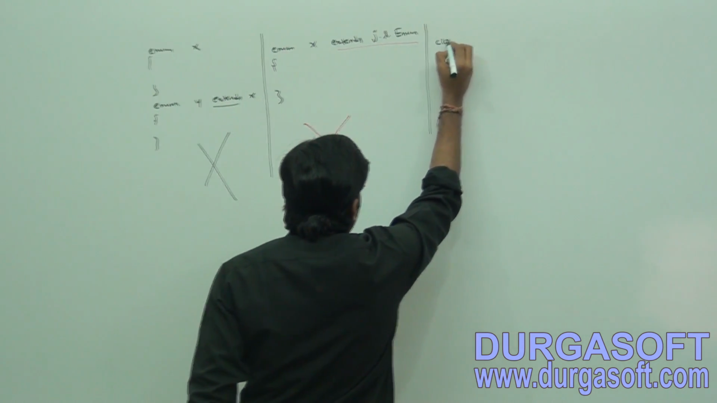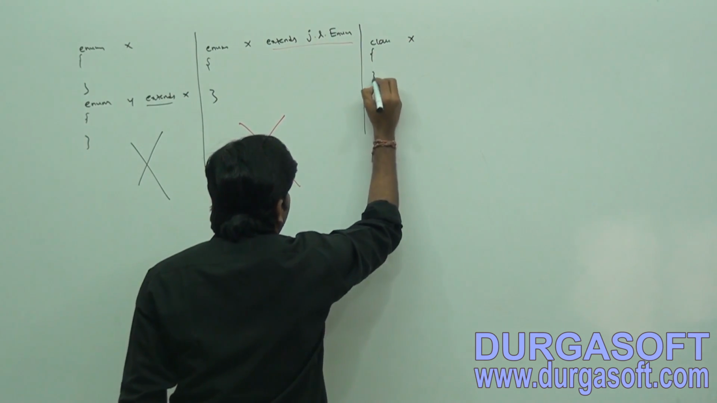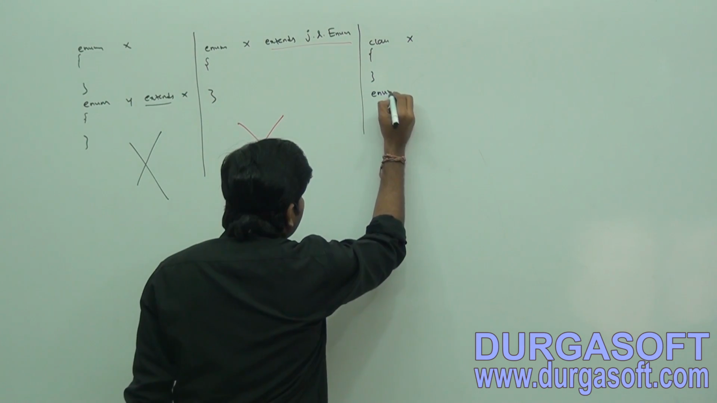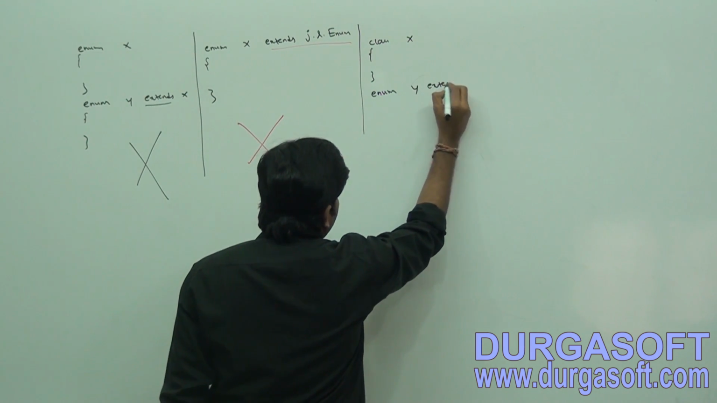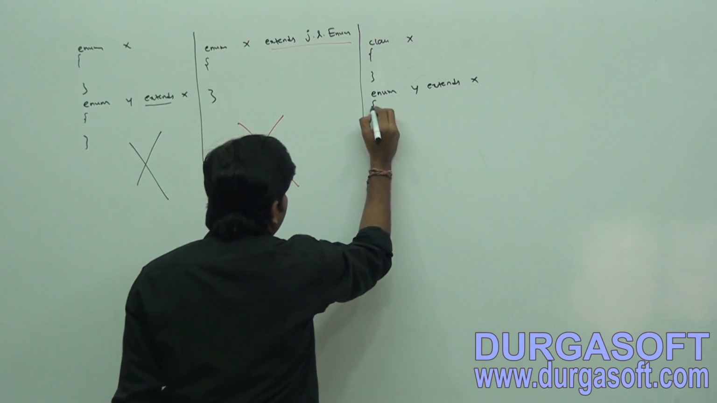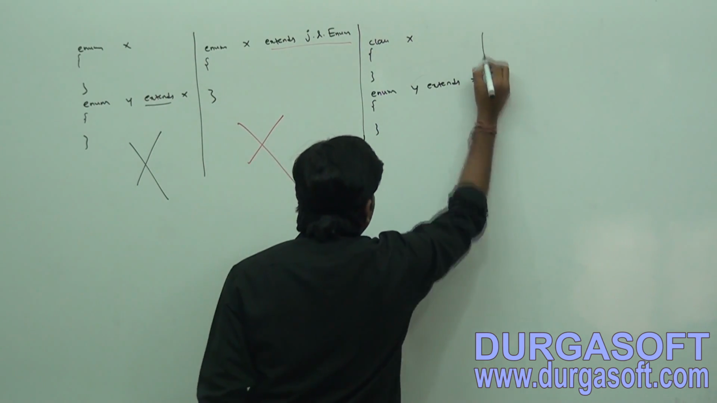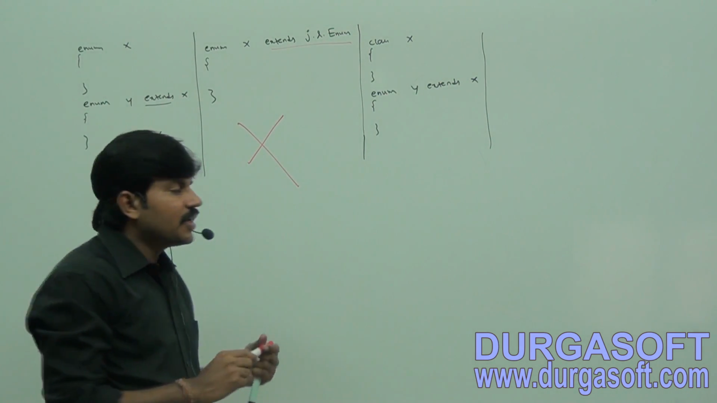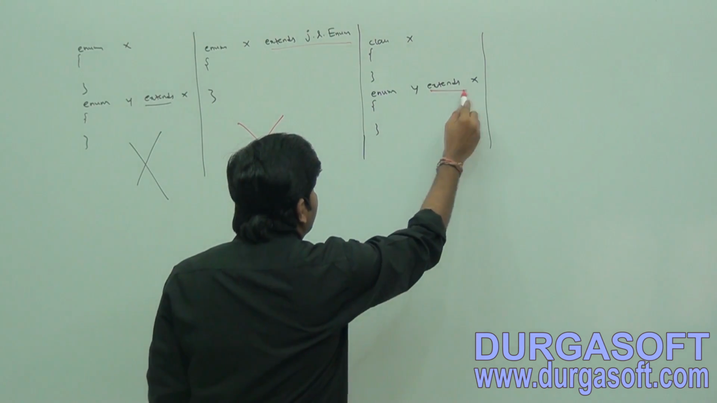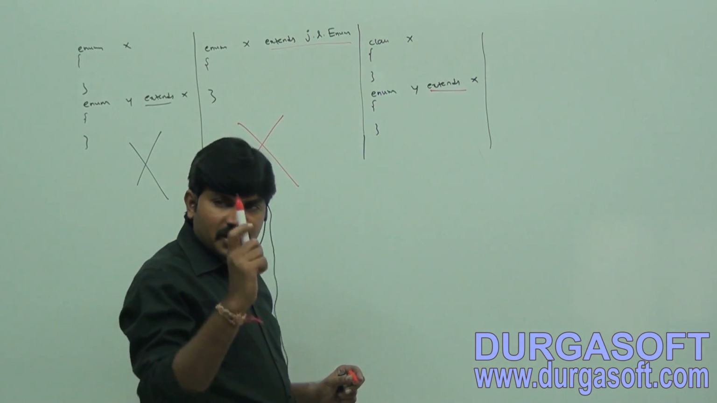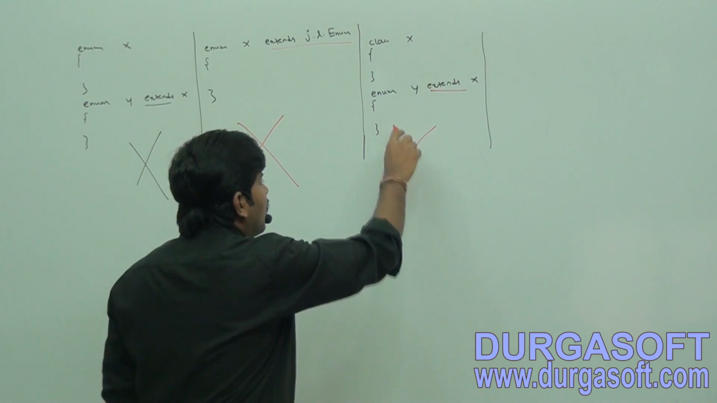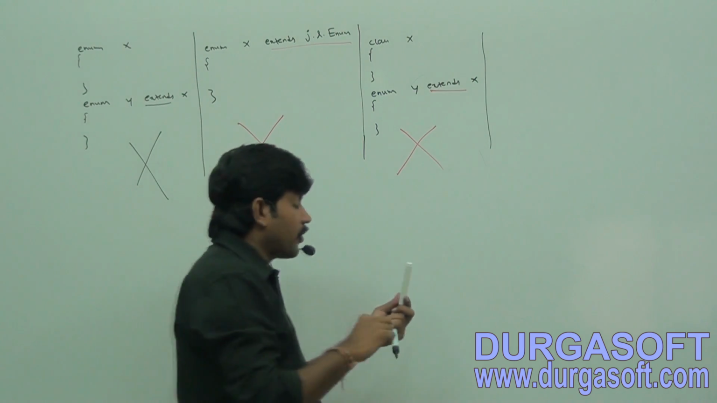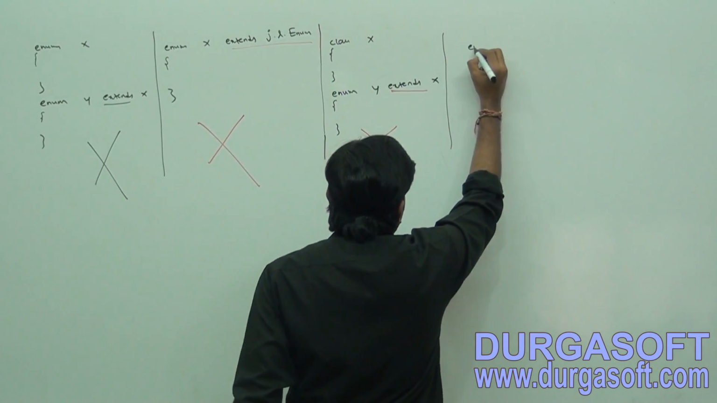Next, observe. I am taking class x, and enum y extends x. Is it valid or invalid? Invalid, because the extends keyword is being used for an enum. For enum, extends is not at all applicable. Clear, right?